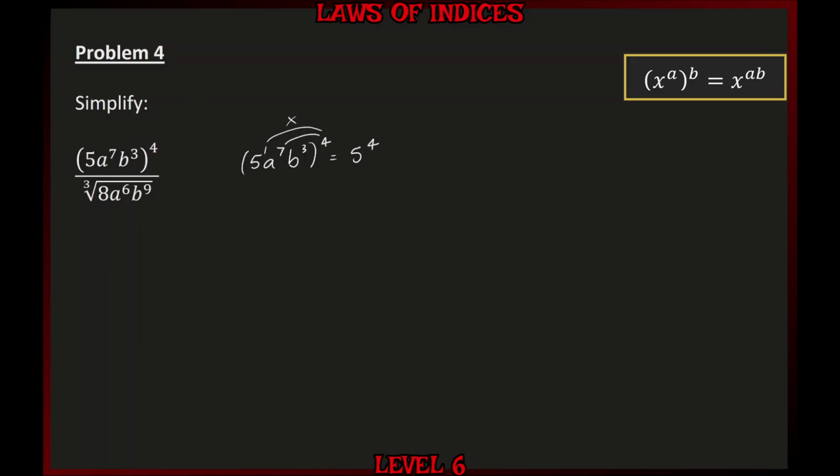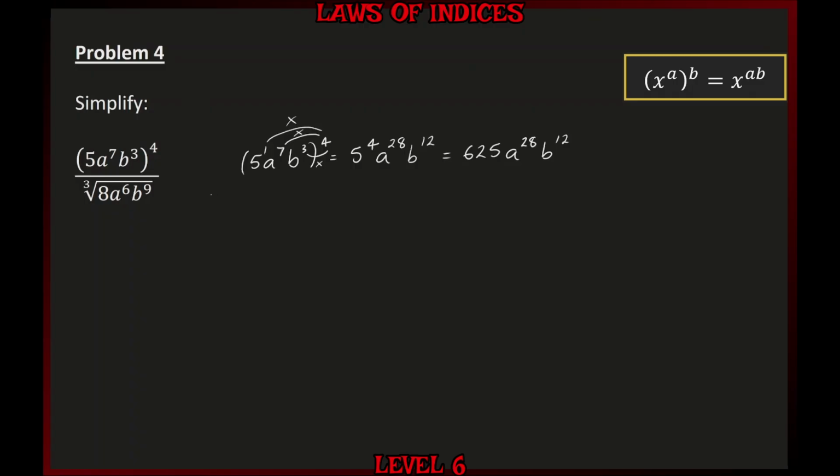Next, we multiply together 7 and 4. So we have a to the power of 28. And finally, we multiply together 3 and 4. So we have b to the power of 12. Now 5 to the power of 4 is 5 times 5 times 5 times 5, which is 625. So our numerator becomes 625, a to the power of 28, b to the power of 12.